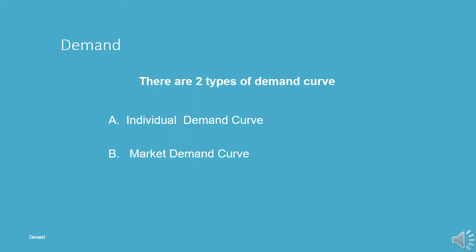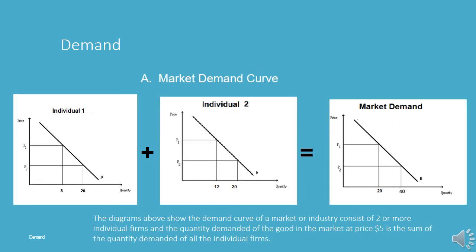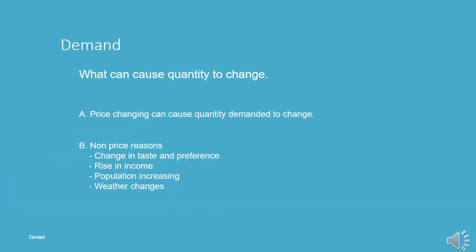There are two types of demand curve. A. Individual demand curve. B. Market demand curve. In an individual demand curve, this demand curve represents the demand of an individual or of one firm. In a market demand curve, the market demand curve represents everybody or all firms buying and selling in the market for a good.